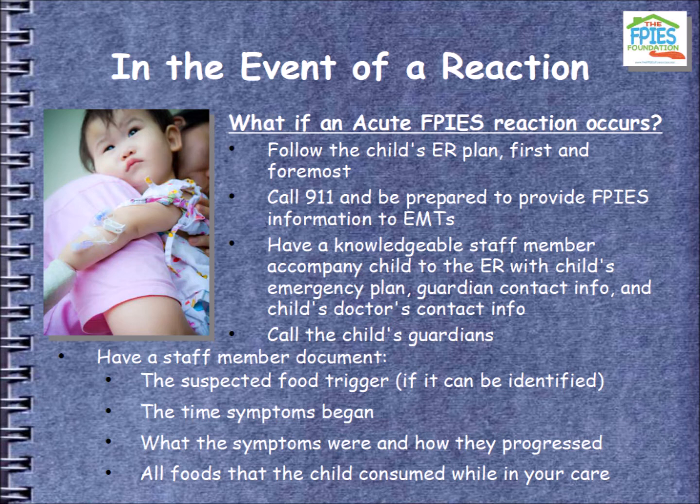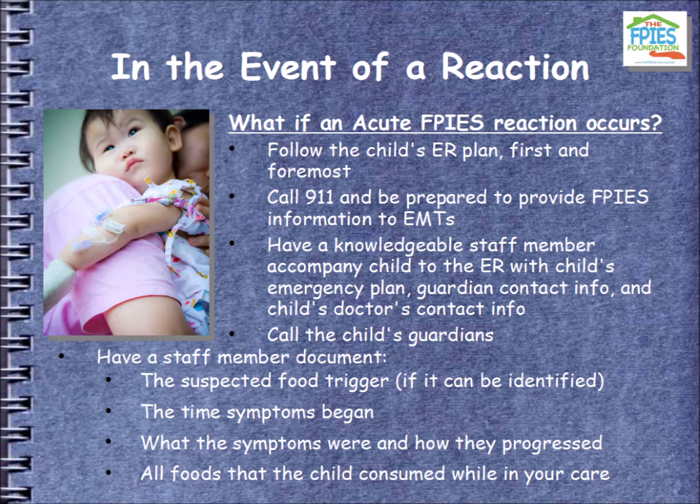And again, you will have already worked that out in advance with the family, and this should be in a very easily accessible place in the classroom, as well as any administrative files that you have for your building. The second step is to call 911 and be prepared to provide FPIES information to the EMTs. Again, they may not know what FPIES is, and the better prepared you are with FPIES information in advance, the better you'll be able to relay that information to the EMTs.